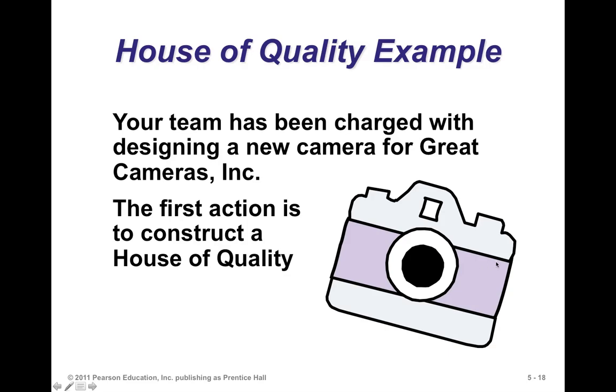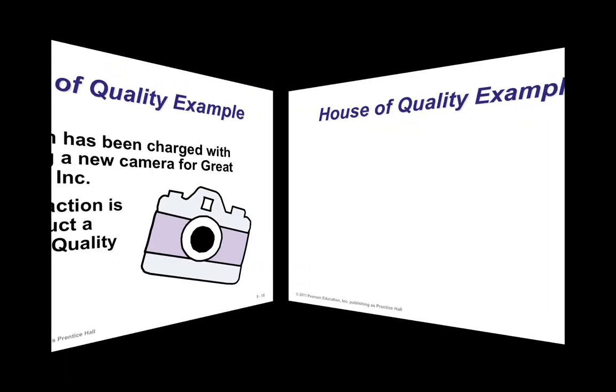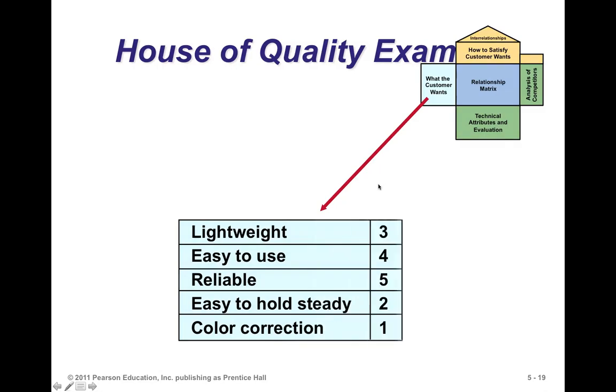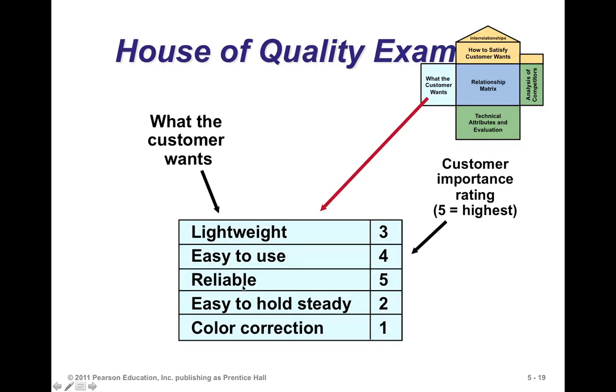So here's an example, very quickly. We want to take a camera and design this camera. Your team has been charged with designing a new camera for Great Cameras Inc. The first action is to construct a house of quality. So let's look at this. We'll ask, what do customers want? And here's what they want: lightweight, easy to use, reliable, easy to hold, steady, color correction. So these are some of the things that customers want.